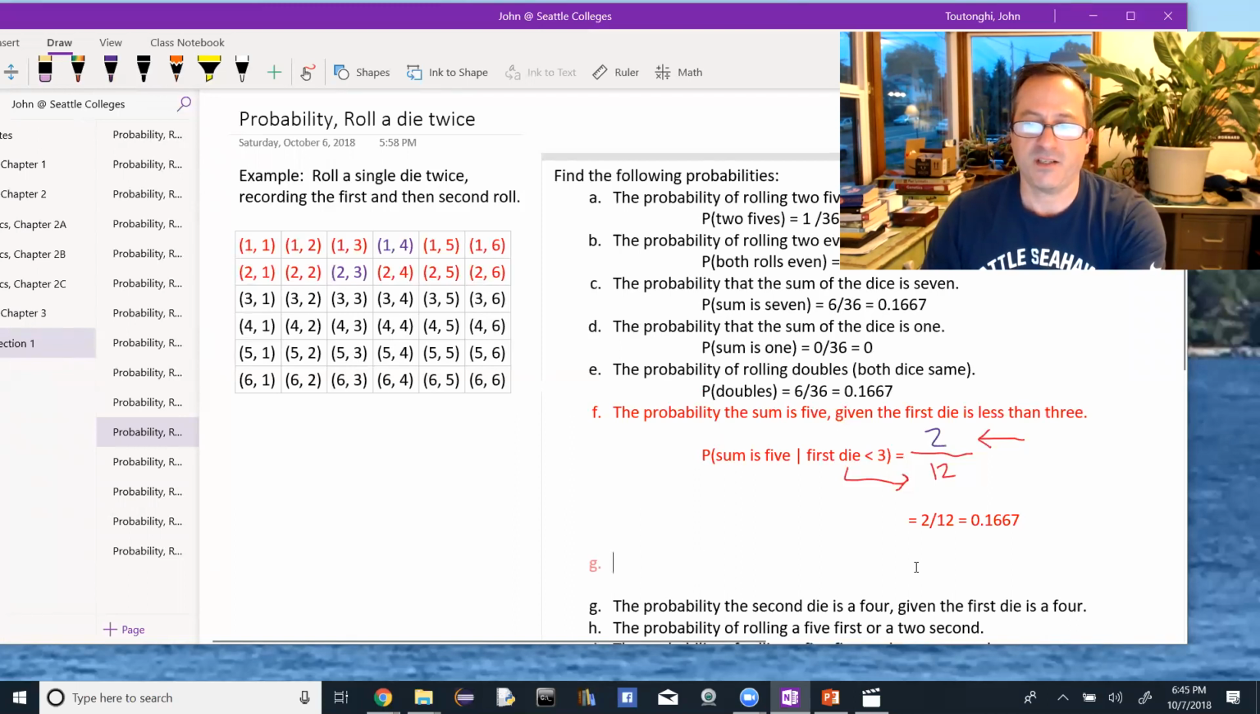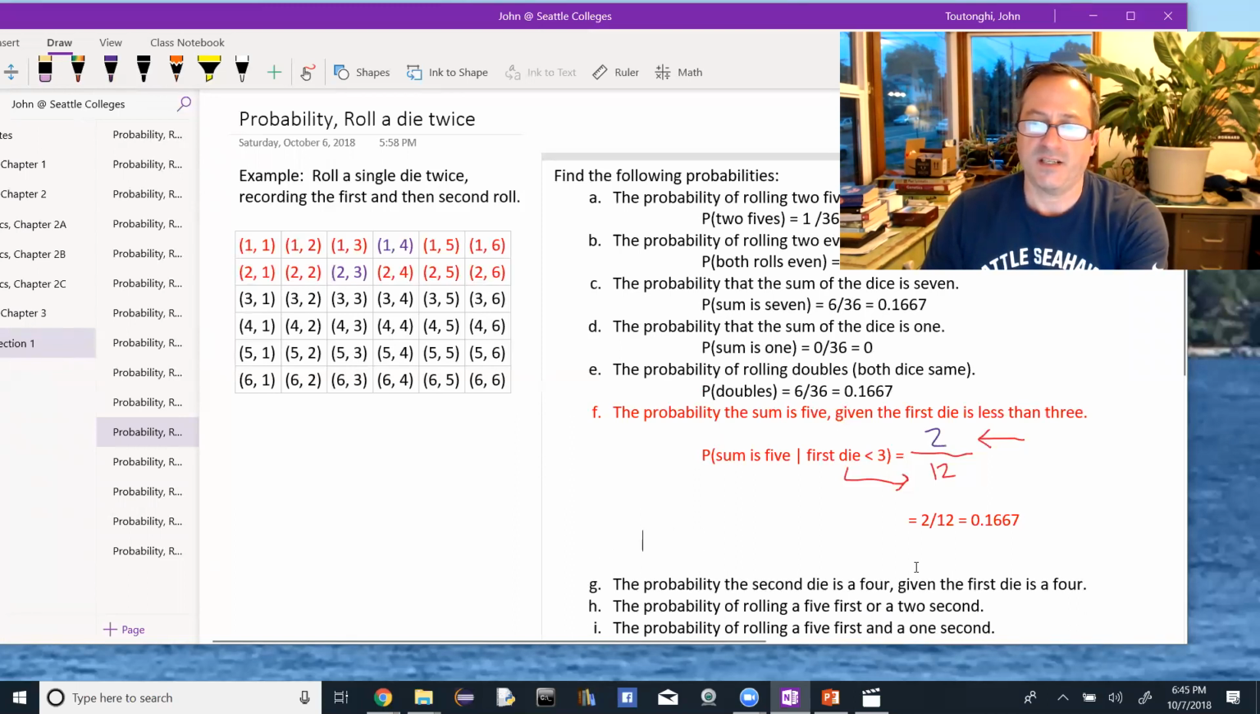So again, when you do the conditional probability, the notation is important. That's this bar in the middle. That's what replaces the word given. And when I read this, I say the probability the sum is 5, given that the first die is less than 3. We figure out how many of the outcomes have a first die less than 3. That was 12. And then we say, of those, how many have a sum of 5?